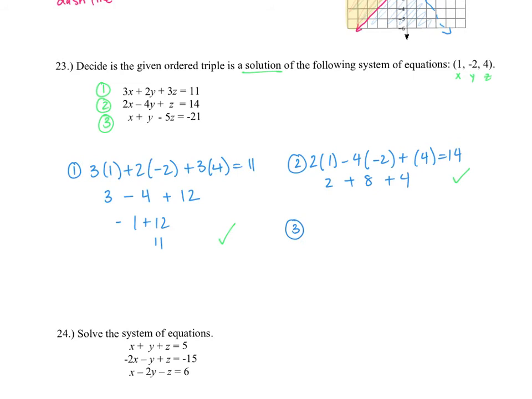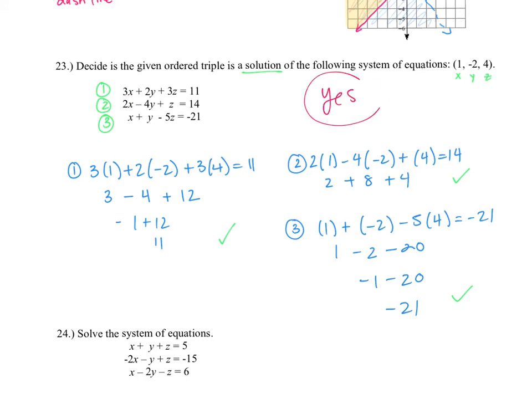So last one here, if I plug in my x, y, and z, so my x is 1, plus my y, which is -2, minus 5 times z, which is 4. And I need to check if it equals -21. So I took this equation, plugged in my x, y, and z, have it written. I'm going to work this part out. So this is going to be 1 minus 2 minus 20, because 5 times 4 is 20. So 1 minus 2 is -1, minus 20 does give me -21. So this works as well. Since all three equations worked, this is a solution. So we can say, yes, it is a solution.